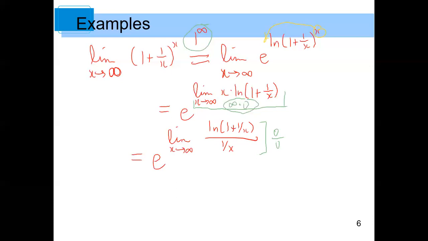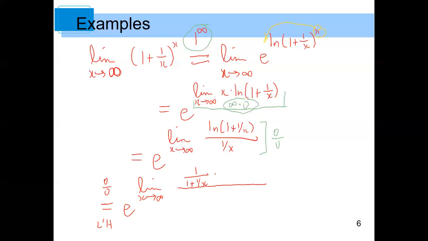L'Hopital. Okay. This is going to be e. So now it's of the form 0 over 0, so I'm invoking L'Hopital's rule. It's going to be e to the limit as x goes to infinity. Now I have to remember, I draw a giant fraction symbol, and I say to myself, the derivative of the logarithm is 1 over the thing. So it's 1 over 1 plus 1 over x times the derivative of what's inside.